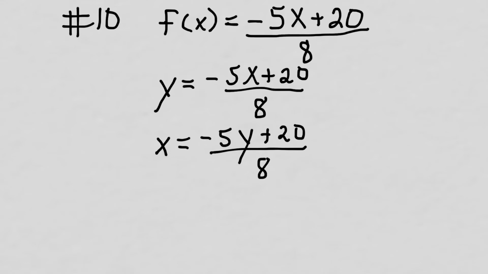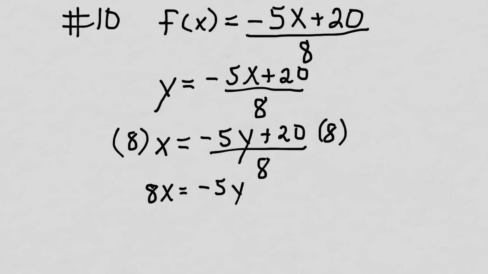First thing we want to do is do something about the fraction. It's all over 8, so we're going to multiply both sides by 8. We end up with 8x equals -5y + 20. That's all because these 8's canceled out. Next, we want to do something about this plus 20. We're going to subtract 20 from both sides. We end up with 8x - 20 equals -5y.